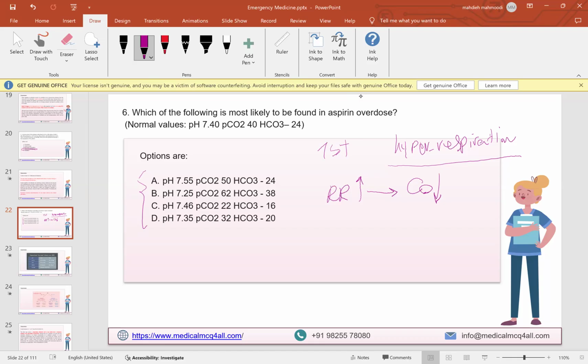Yes. CO2 comes down. What happens to pH? Because CO2 in combination with water makes an acid. So if CO2 goes down, what happens to pH? It will increase. Yes, pH will increase. The acid comes down, pH will go up. This is the most common scenario.